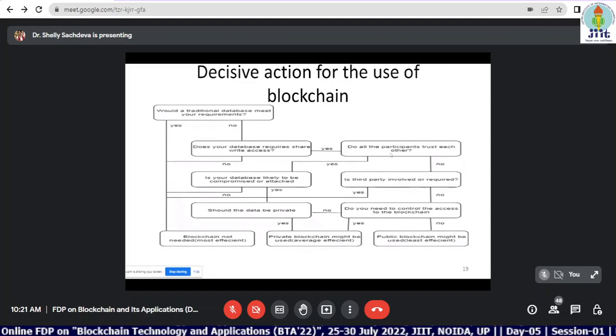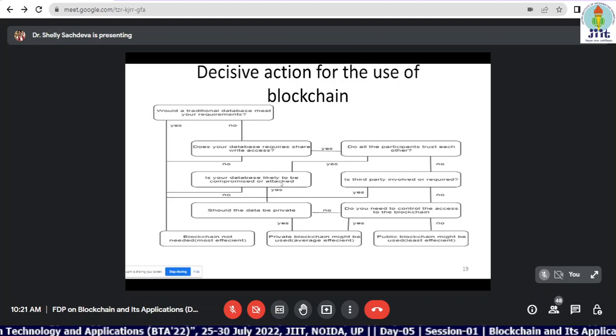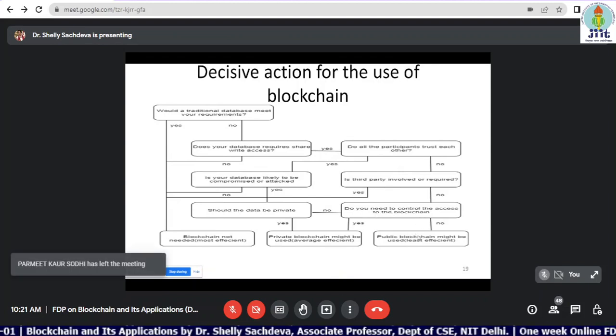So if the answer is yes, all the participants trust each other, is your database likely to be compromised or attacked? If I'm very sure that I've kept it on a centralized server and my server is very strong, then I should not go for a blockchain. If yes, I may compromise the security of my database and there is a possibility it might be attacked, then should the data be private? Depending upon that, I should go for a private blockchain. And if the data is not to be private, I still need to ask one question, and then I'll move on to this one.